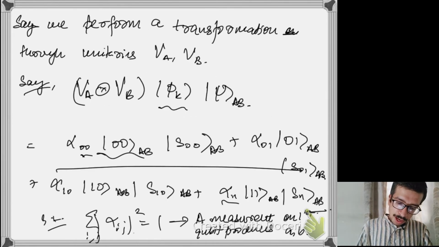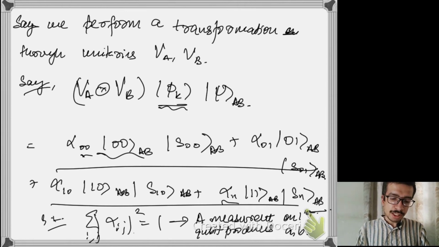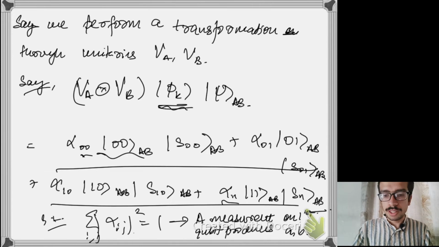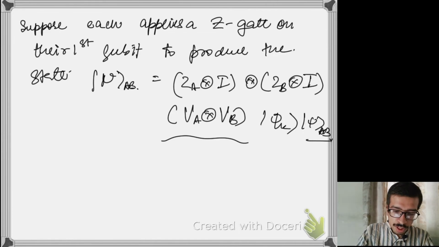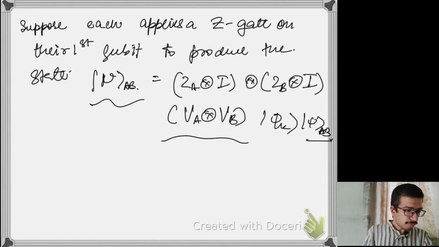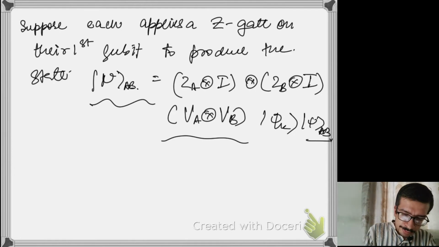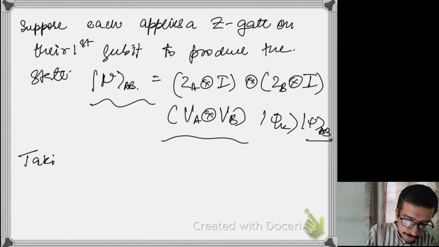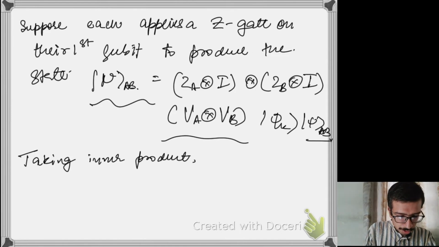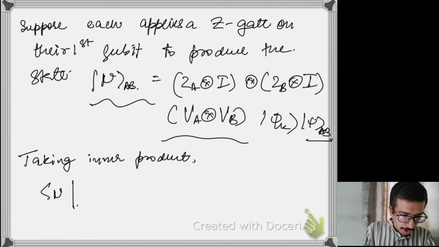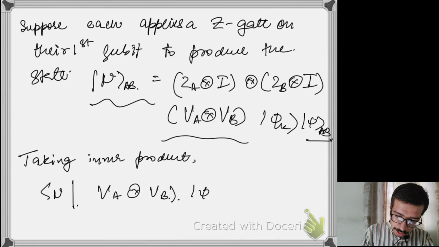Okay, this state, and now each of them applies Z_A and Z_B, right, on their share of the first qubit. So they apply on the first qubit which they have, Z_A and Z_B respectively. So this gives you the state |μ_AB⟩. Now we can take their inner product. So the inner product between μ and V_A ⊗ V_B on |φ_k⟩ ⊗ |ψ_AB⟩.